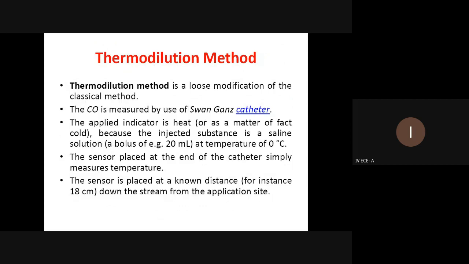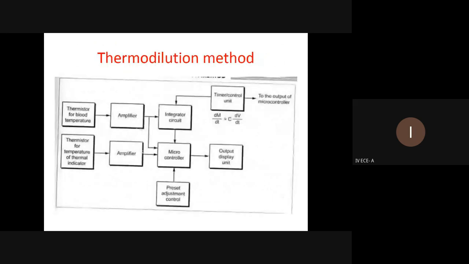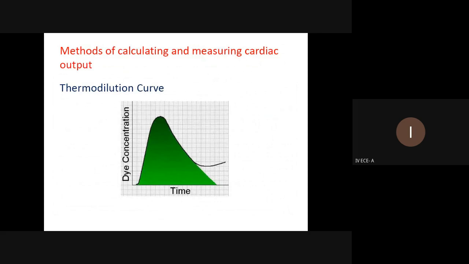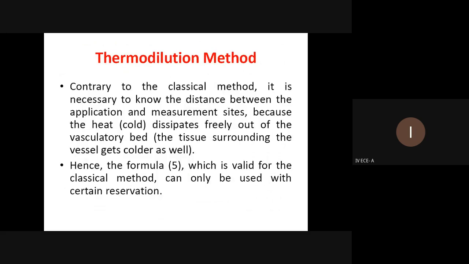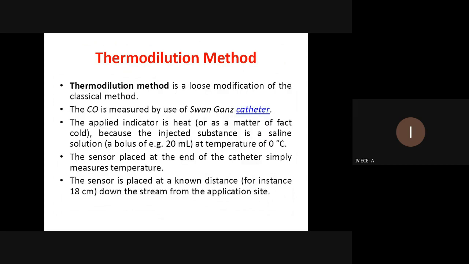Okay, then followed by the thermodilution method. This is the thermodilution method. In the thermodilution method, 10 ml of 5 percent dextrose in water at room temperature is injected as a thermal indicator into the right atrium.